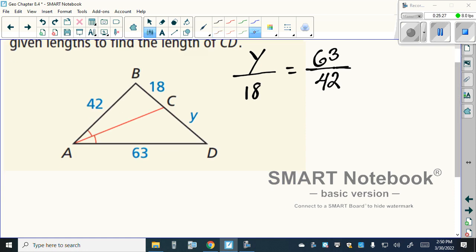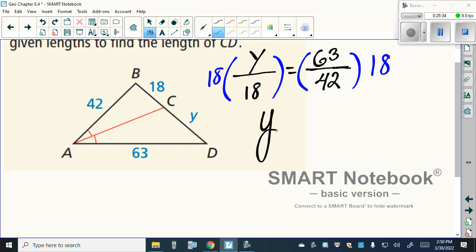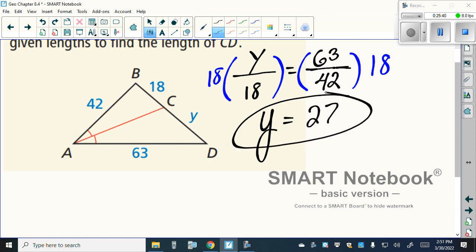Now, what would we do next? We multiply both sides by 18, telling us y is 27. That's it. This chapter is kind of nice because even though we have a whole bunch of theorems, we essentially are doing the exact same thing every single time.